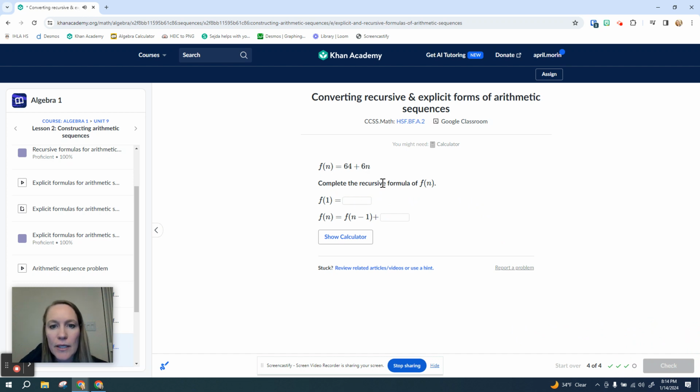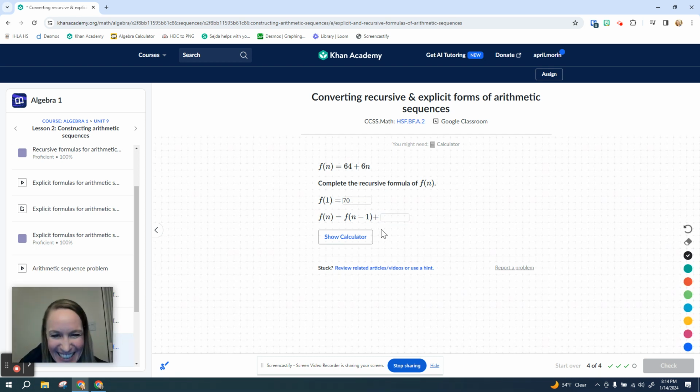Next, complete the recursive formula of f of n. Okay, so I got to find f of 1 is 64 plus 6, which is 70. Pretty easy there. Remember, 4, 6 makes 10. So easy peasy. Now, what is the pattern? Remember, when we're doing recursive formulas, we ask ourselves, okay, we take the term before, and then we have to find whatever the pattern is.